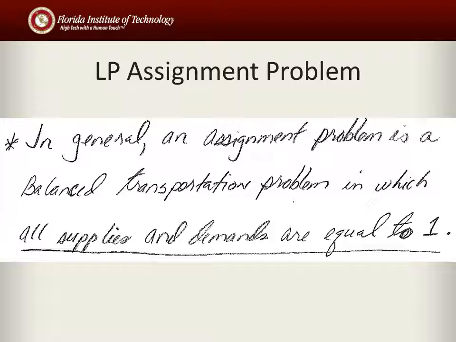In general, this assignment problem that we saw is a balanced transportation problem in which all supplies and all demands are equal to 1. That's what I said in the beginning: the LP assignment problem is a variation of the transportation problem that we saw before.